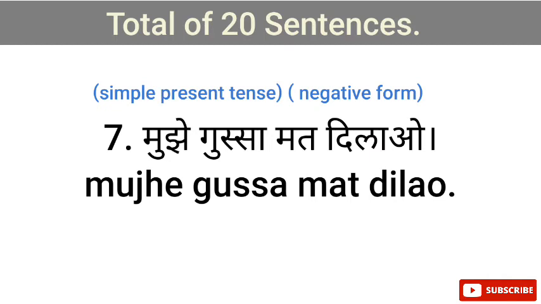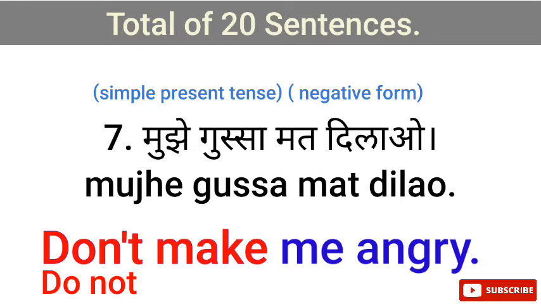Sentence number 7, once again, simple present tense, the negative form. मुझे गुस्सा मत दिलाओ. Don't make me angry, or do not make me angry.